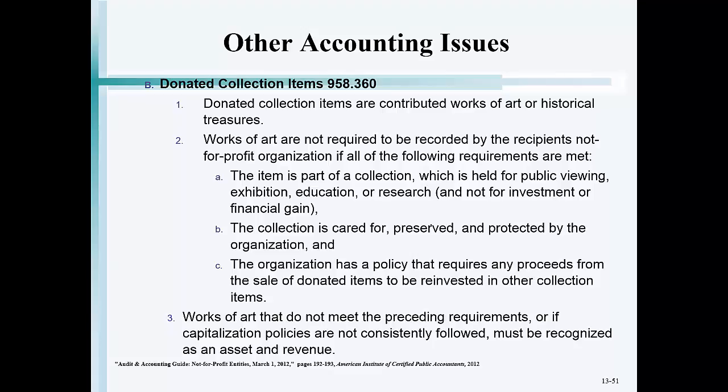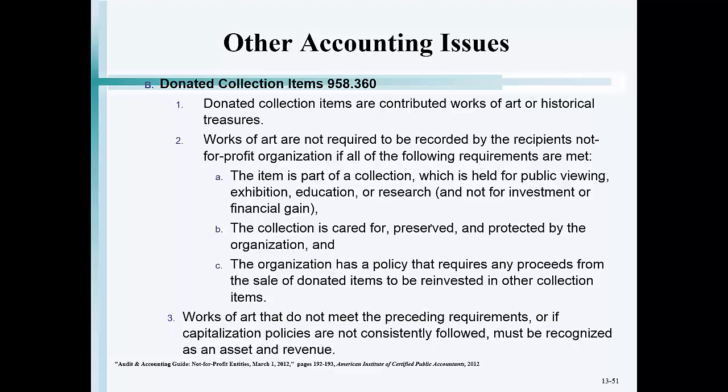But if the donor didn't specify, they said, here's the painting, and we said, we're going to sell this thing. I hate this thing. Let's just sell it, right? Okay, so what happens? If we're going to sell it, then when we receive the donation, the painting, we'd have to debit painting, credit contribution, right? If we're going to spend the money on something else, we'd debit the asset, credit the contribution when we get it. We're going to report that on the financial statements, right?